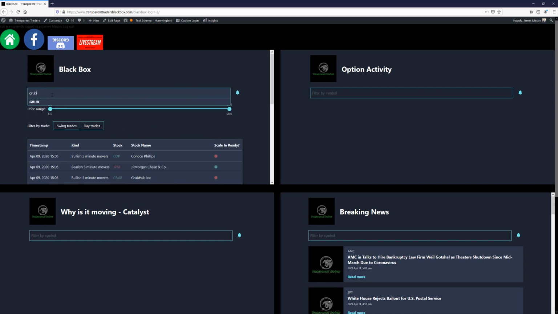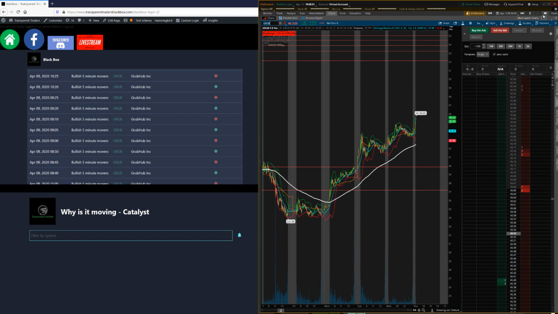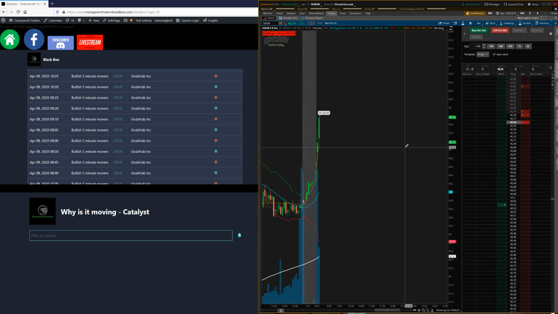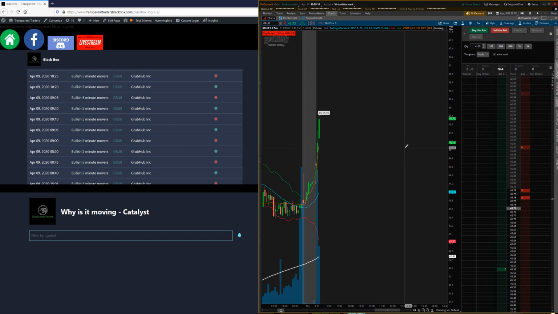So going back to Grub, and let me pull my chart back up. I'll speed this up 3x. So as I would sit here through my normal trading day, I'm trying to find something to day trade, and I'll wait for whatever ticker that I'm familiar with to alert. I'll filter it, and then I'll look at it on the chart.